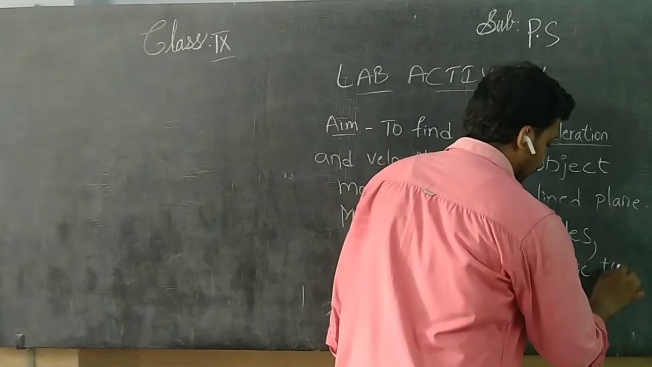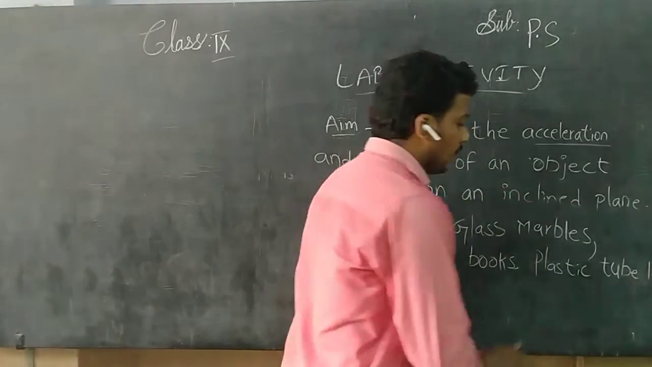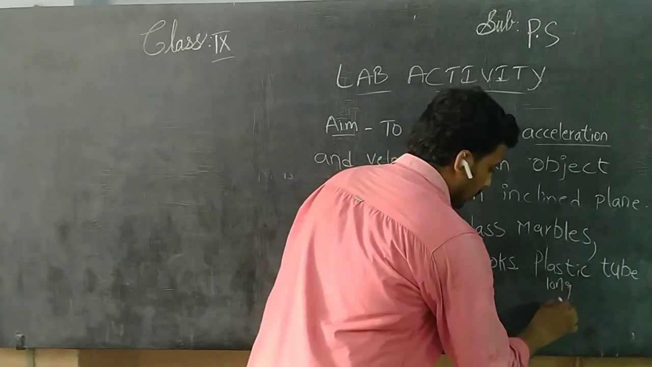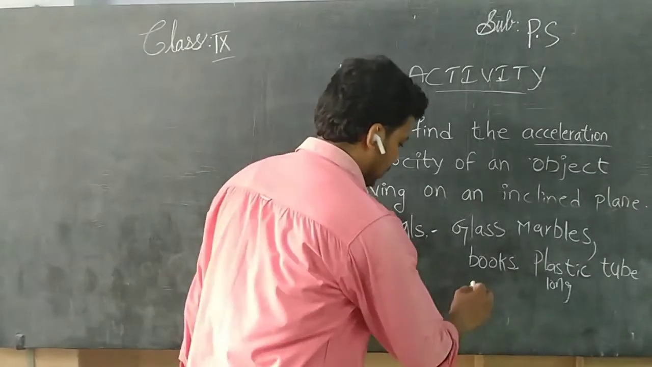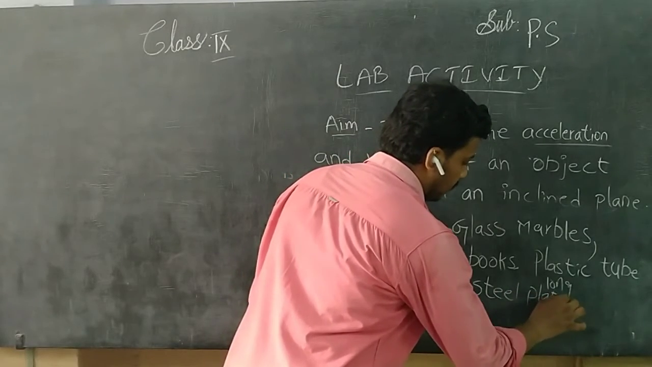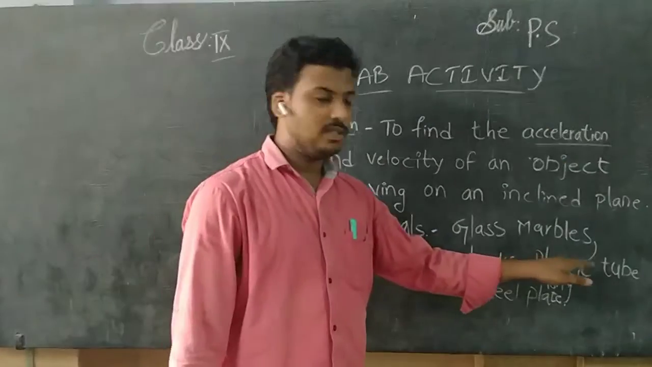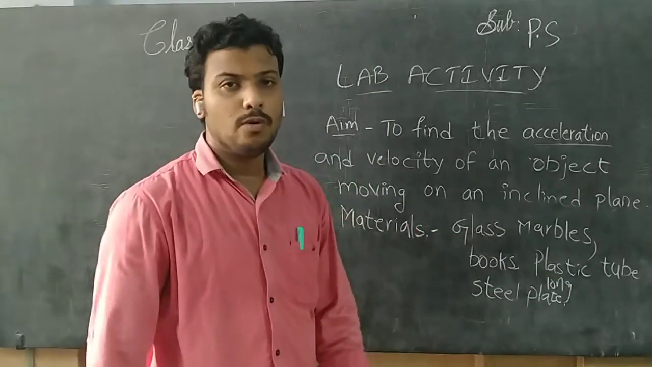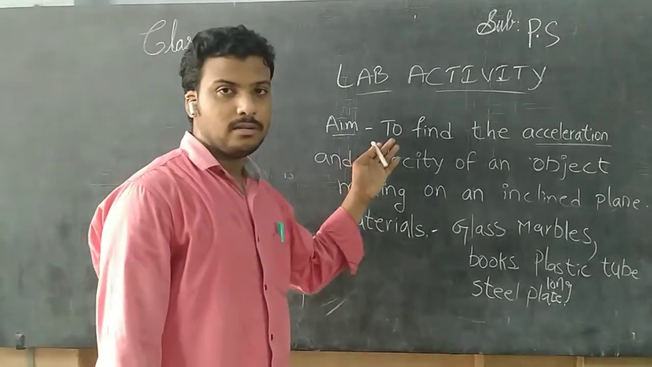Next you need a plastic tube. The tube which you are taking should be very long, children. Long plastic tube, I am writing here. And along with that you need a steel plate. Understand, children? Mainly you need these materials: glass marbles, books, plastic tube, steel plate. Right now we will do that experiment, the lab activity. These are the materials, and this was the question they aim to prove.